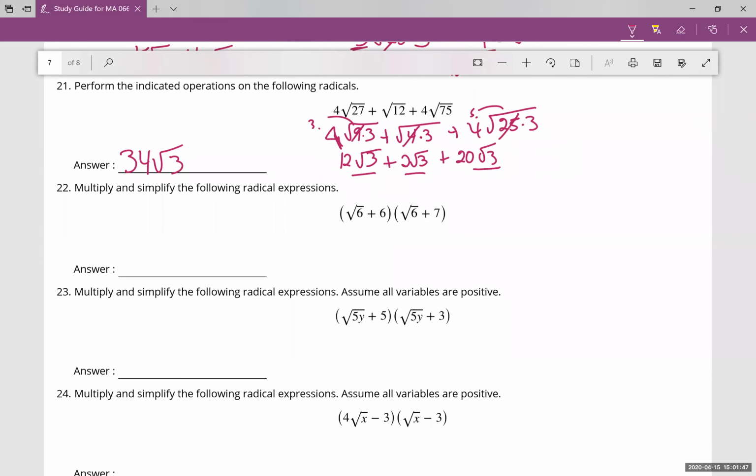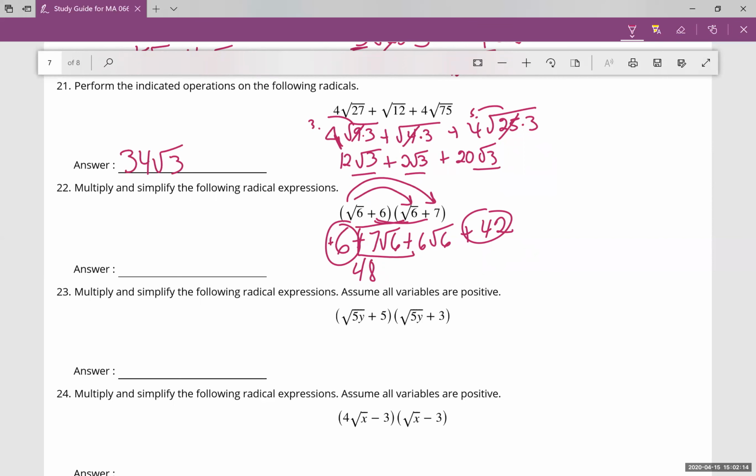Okay, number 22, we are going to FOIL. Square root of 6 times the square root of 6 is 6. Square root of 6 times positive 7 is 7 square root 6. 6 times square root 6 is plus 6 square root 6. 6 times 7 is plus 42. Combining like terms, plus 6 plus 42, that's 48.